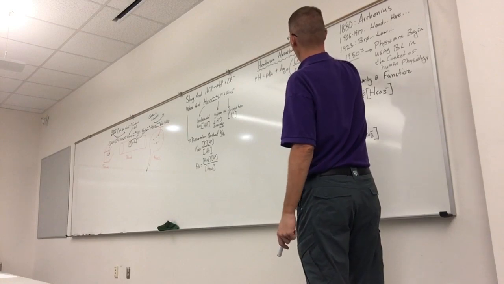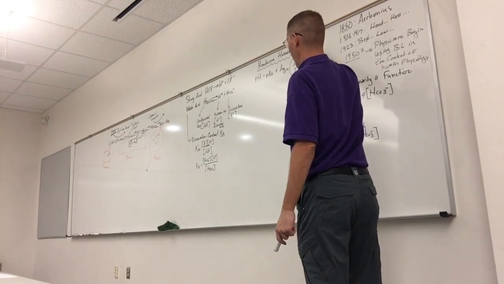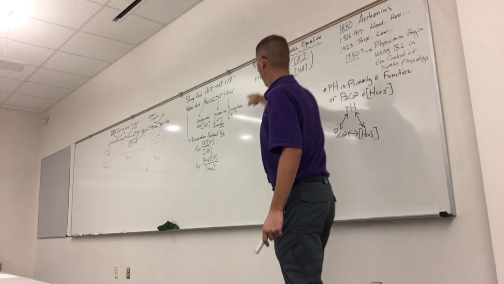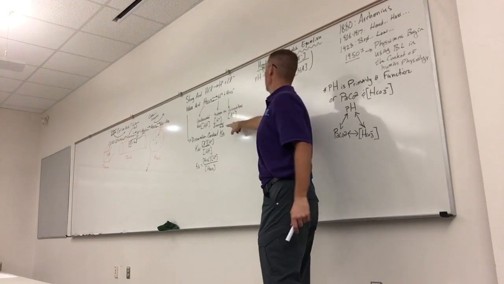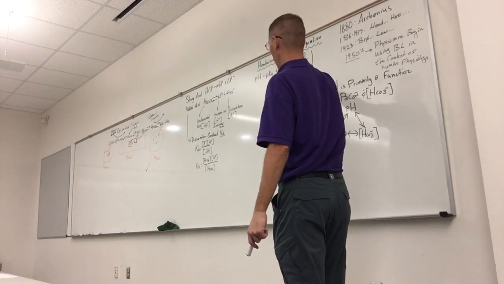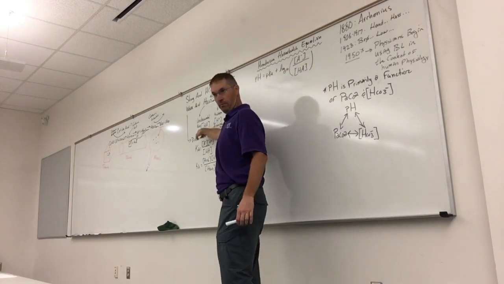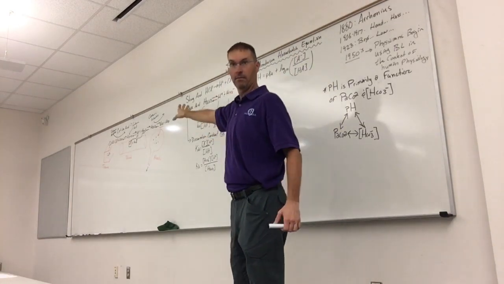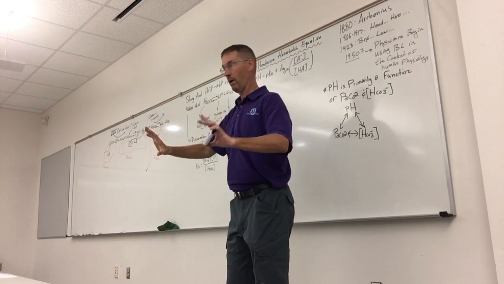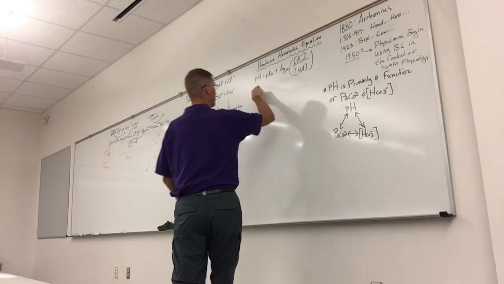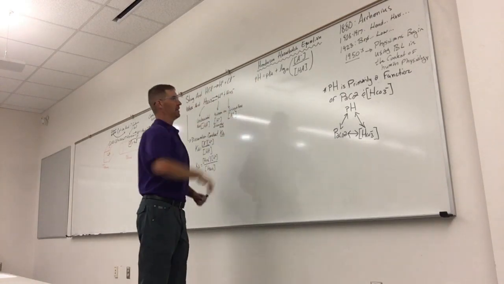And remember what A minus is. A minus is what? The conjugate base of a weak acid, right? And HA is what? The undissociated form. You guys okay with that? Okay? So that's how we get to pH.